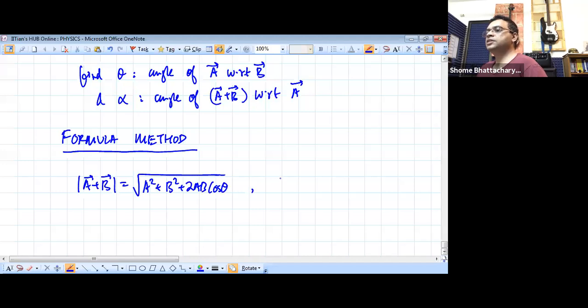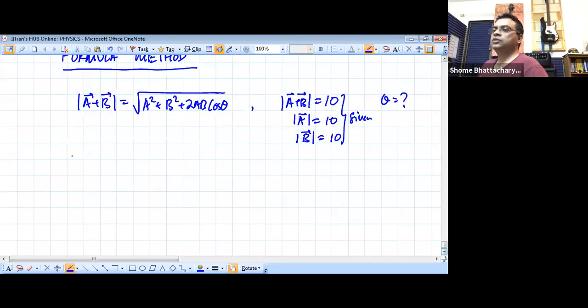So in this I will substitute mod of A plus B as 10, mod of A as 10, mod of B as 10, and theta is the unknown quantity. These three things are given. So substitute and see what you get. You get a very funny result.